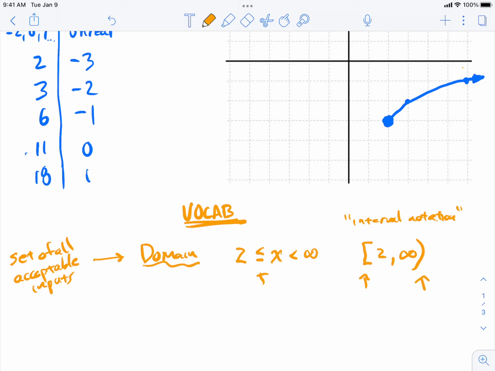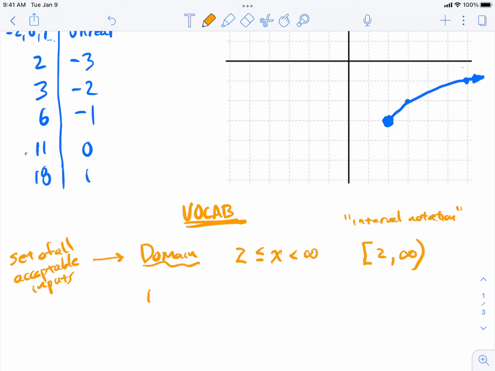I use the round bracket because infinity is not included, and that's because infinity is not a number, right? You can't say, hey, go to the number infinity. It's not a number. So we have to use a round bracket. It just means keep going without stopping. That's all infinity means. Infinity is more of a notion than it is a number. It's just, hey, keep going. Anyway, that's the domain, the set of all acceptable inputs.